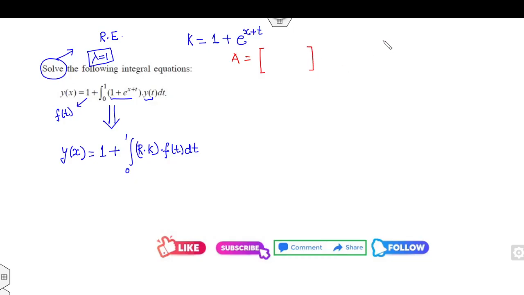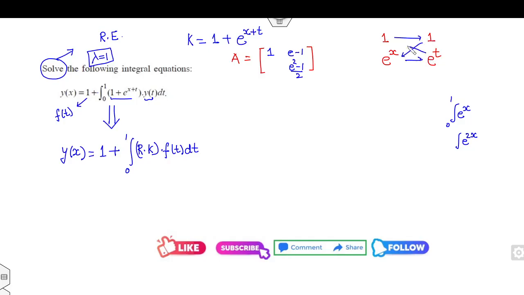Now you can see 1, 1, e raised to power x, e raised to power t. So can you write the first number, integration from 0 to 1? So that number is 1. Integration of e^x from 0 to 1 is e minus 1. Integration of e raised to power 2x is (e square minus 1) over 2. And this is the first part.